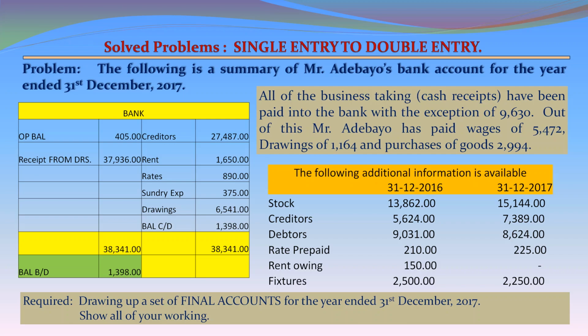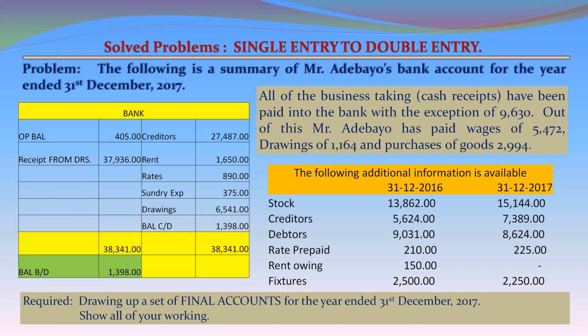All the business cash receipts have been paid into bank with the exception of 9,630. Out of this, Mr. Adebayo has paid wages 5,472, drawings 1,164 and purchase of goods 2,994. Total 9,630. He utilized the cash with him.